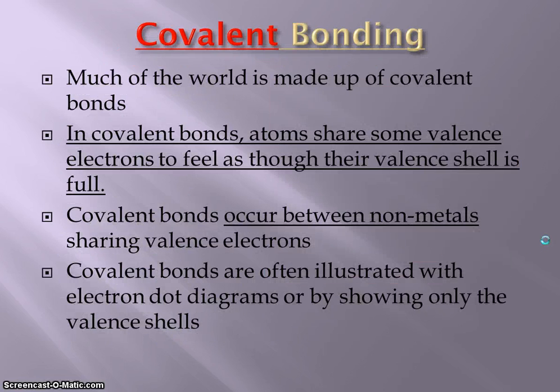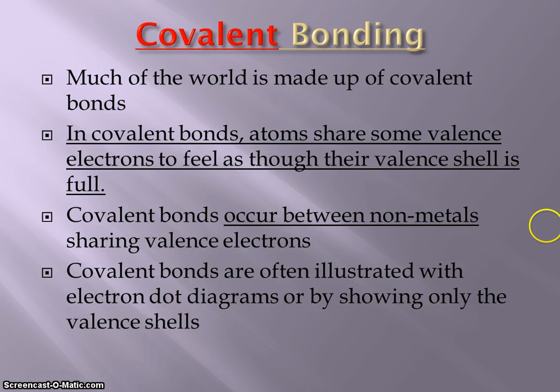Now we're going to talk about covalent bonding. Okay, much of the world is made up of covalent bonds. Covalent bonds occur between nonmetals. As we saw before, ionic bonds occur between metals and nonmetals. Covalent bonds occur between nonmetals, and they share valence electrons. So they're going to share them.